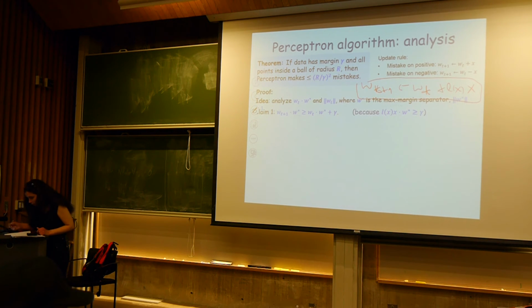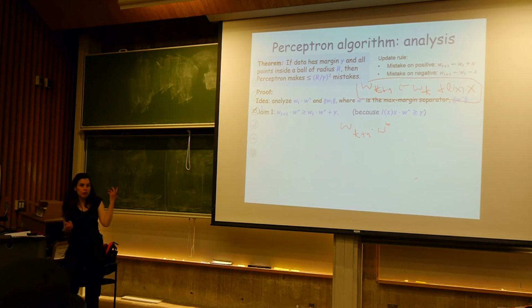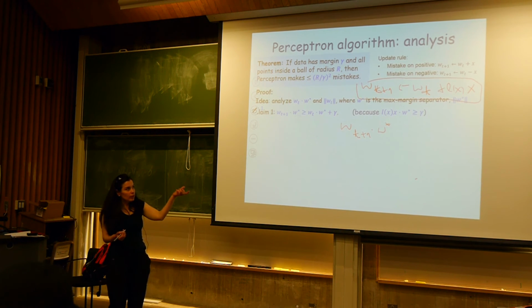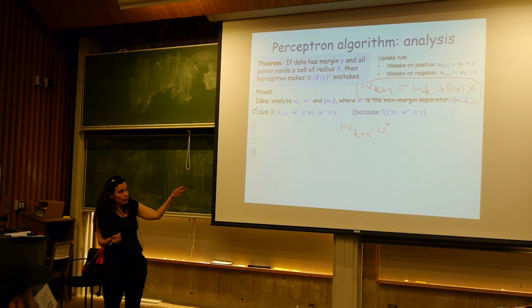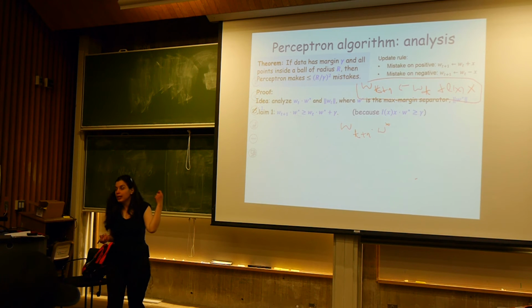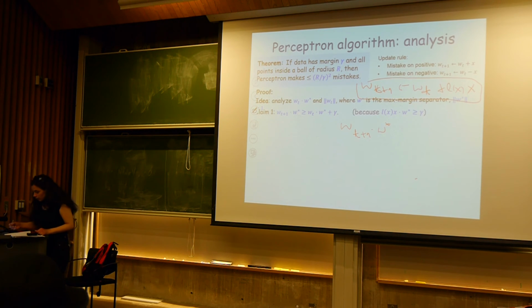So now what I have to compute is WT plus 1 dot W star. This is what I want to argue: when I make a mistake, the dot product between the current weight vector and W star goes up by gamma. I use these two facts: this update rule, and the fact that W star has a large margin on that example. In general, it has margin at least gamma on all examples, in particular on that example X. And this is what it means to have a margin.